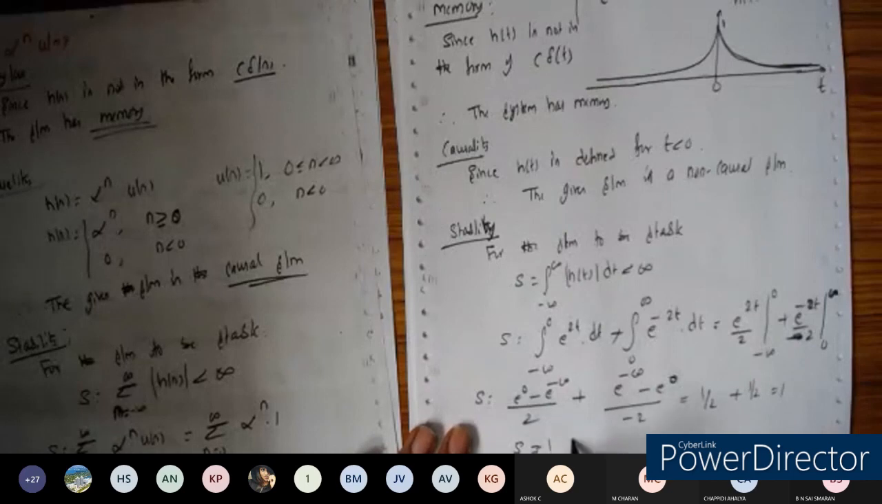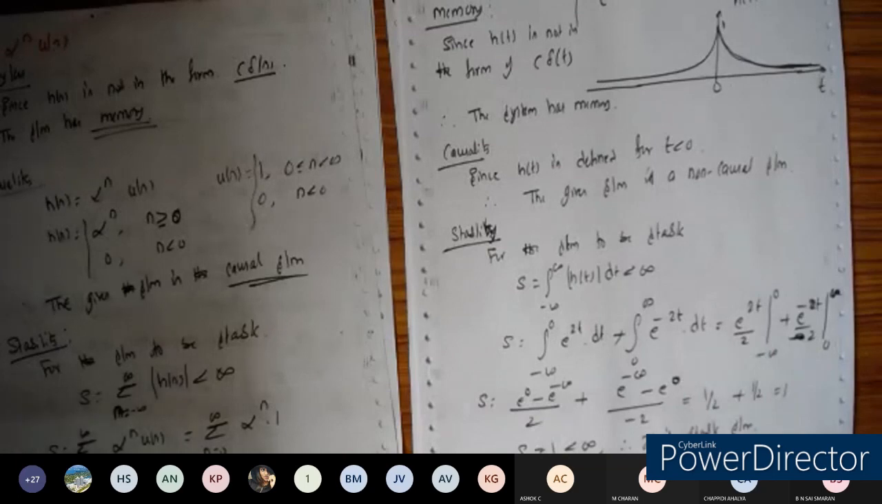So since s is equal to 1, which is less than infinity, therefore it is a stable system. The given system is a stable system. So we can find the stability property like this here.